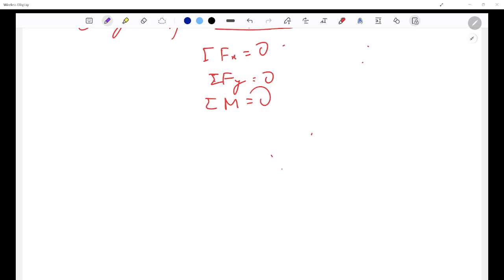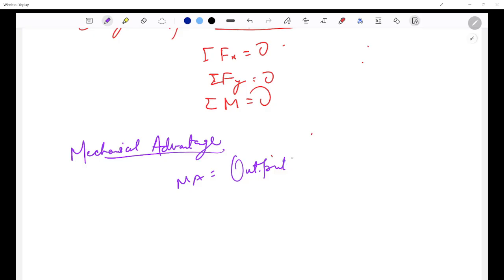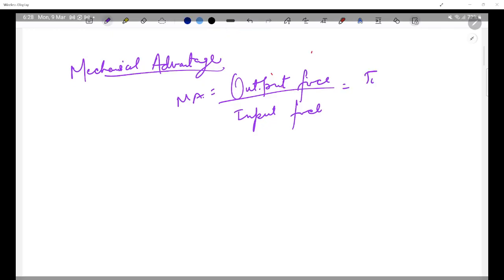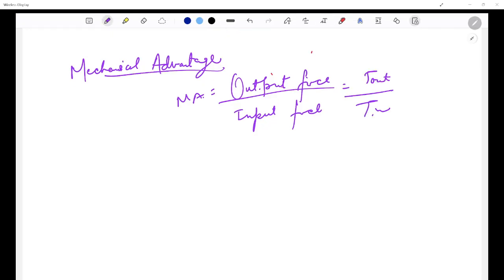Okay. Now, mechanical advantage is one important parameter. And what is it? It is output force upon input force. It's like T out upon T in. So mechanical advantage varies with mechanism configuration. Near singular configurations, the forces may become extremely large.